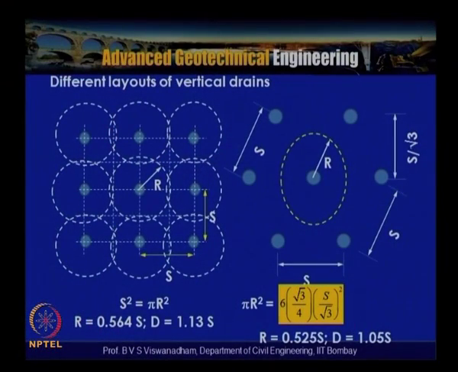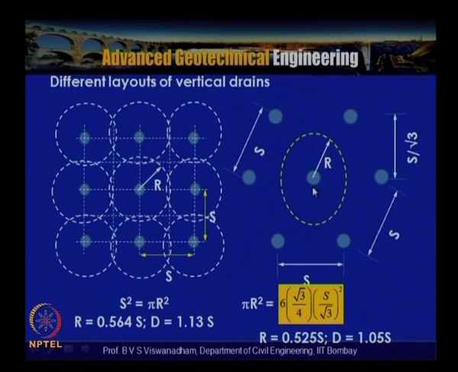There are two different types of layouts of vertical drains in vogue. One is the square layout, which is shown here, and this is the triangular layout. You can see that the orientation of each is an equilateral triangle. This magnitude S is called the spacing from center to center of the drain, and this height is S by root 3, and this is called the equivalent radius, or this area is called the equivalent diameter.